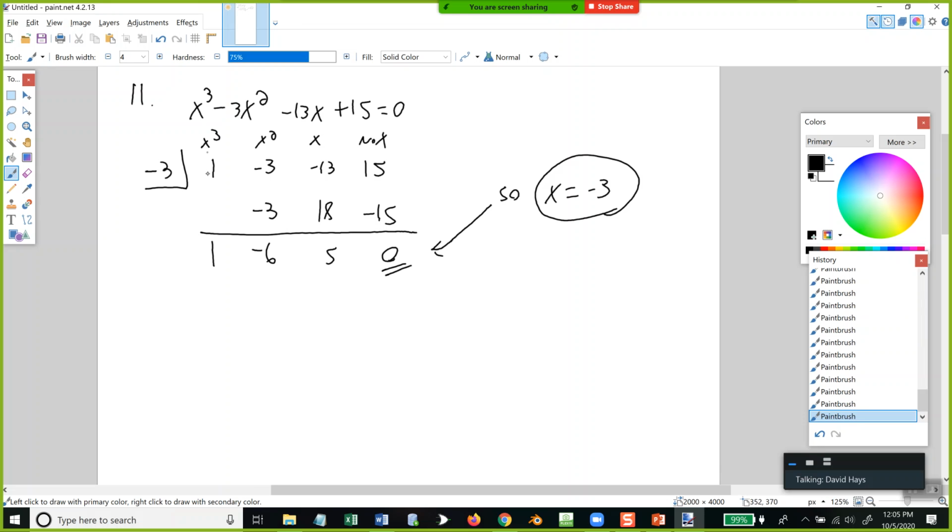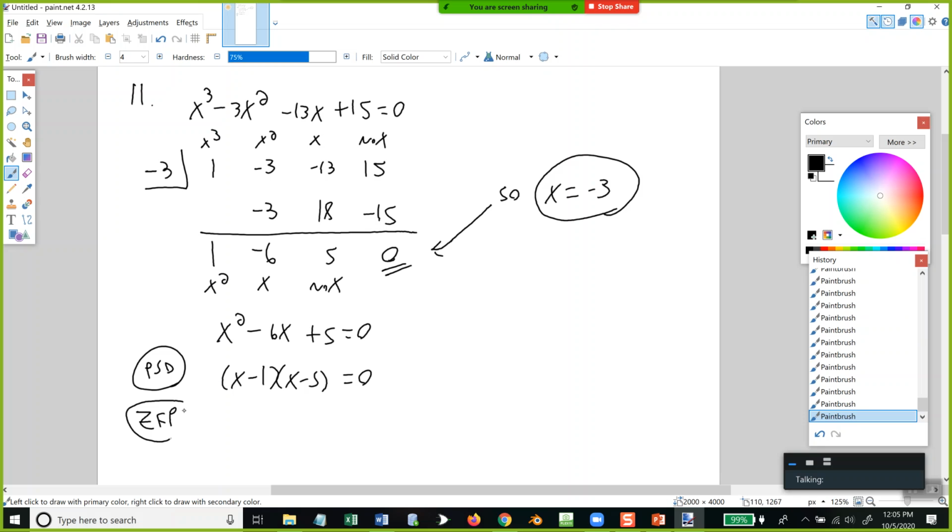Now this was x to the third, so this is now 1 degree lower. So this will be x squared, x, no x. And we're left with x squared minus 6x plus 5 equals 0. Now this factors using the PSD as x minus 1 times x minus 5. Zero factor property, set each factor equal to 0 and solve it. And you get x equals 1 and x equals 5. We said we're going to have 3 answers, and we have 3 answers circled.